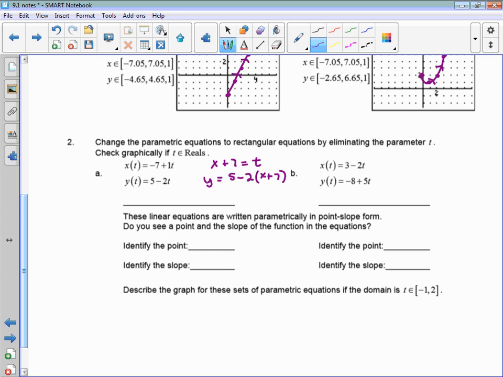So y equals 5 minus 2x minus 14. So what is my actual rectangular equation? Y equals... not minus 16, 9. It's the adding and subtracting. Alright, so y equals negative 2x minus 9. Does that make sense? Okay.